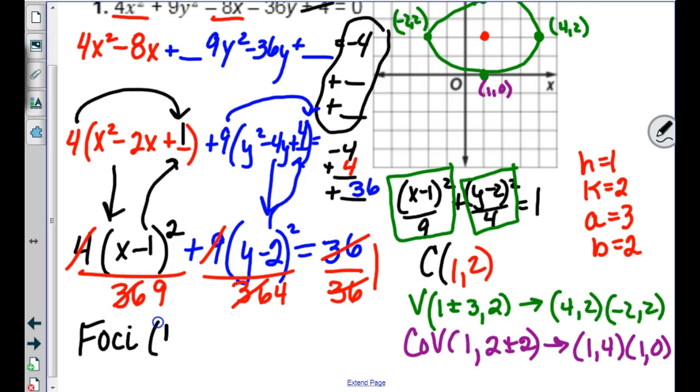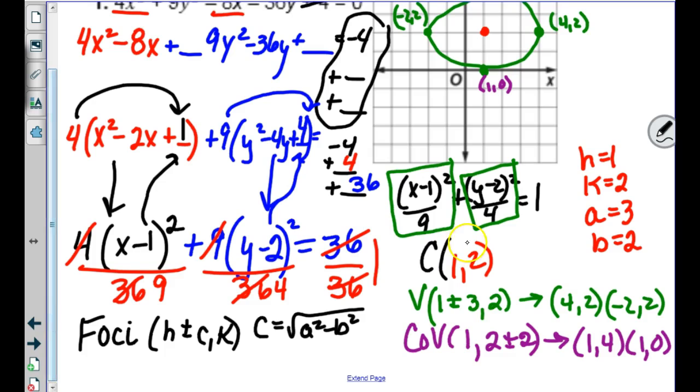It says h plus or minus c, comma, k, but we haven't found the c value yet. It says c is the square root of a squared minus b squared. A squared and b squared were what? Way back over here, a squared was 9, b squared was 4. Those are already squared, so the square root of 5. So the foci would be at h, which is 1, plus or minus the square root of 5, comma, k, which is 2.